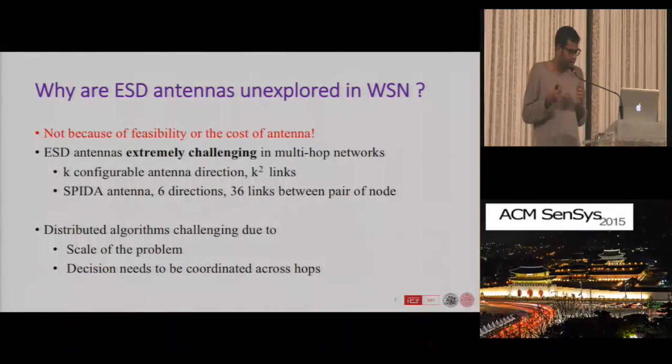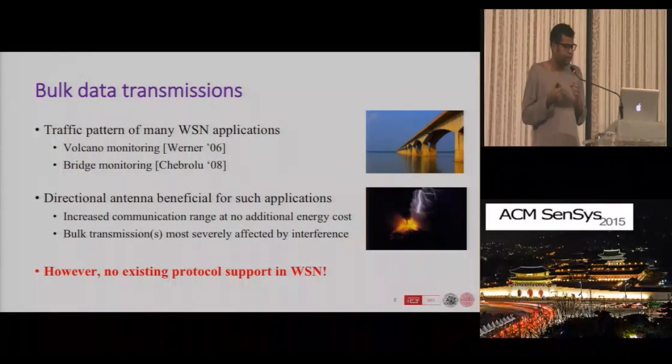So in spite of these challenges, ESD antennas could be extremely useful for a class of wireless sensor network applications which require bulk data to be transmitted. Bulk data transmission is a traffic pattern which is common to many wireless sensor network applications. These include applications like volcano monitoring or bridge monitoring. A central feature of these applications is that a lot of sensor nodes are deployed which collect a large amount of sensed data, which could be on the order of a few tens of kilobytes.